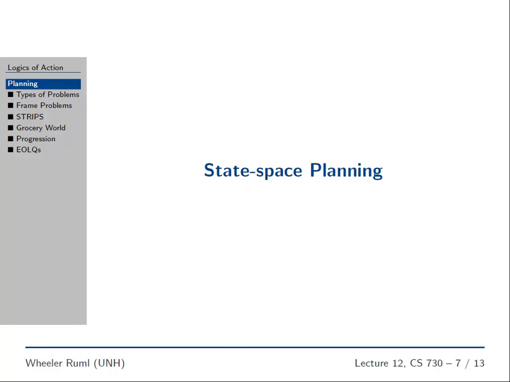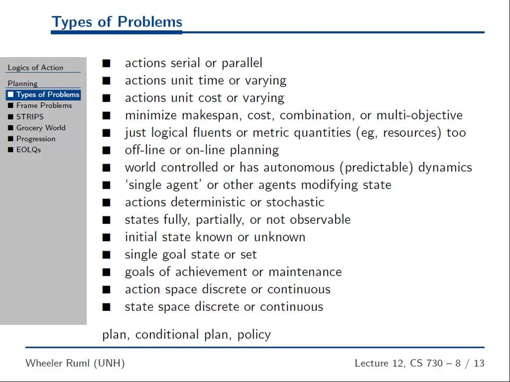Before the clock so rudely interrupted us last time, we were talking about all the zillions of kinds of planning problems that there are. Whether you do things one at a time or in parallel, whether all actions have the same duration or the same cost. What's your objective? Are you minimizing the makespan? Who remembers what the hell makespan is?